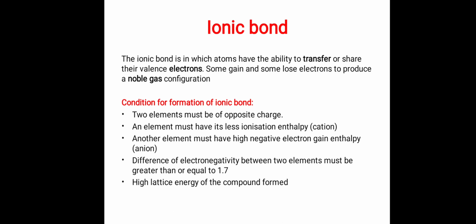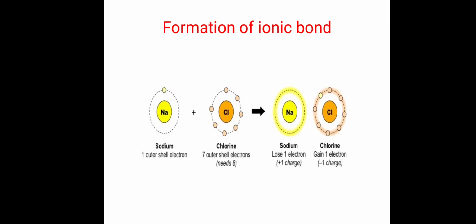The electronegativity difference between these two elements should be at least 1.7. A compound with high lattice energy is formed. This is the simplest representation of the formation of ionic bonding.